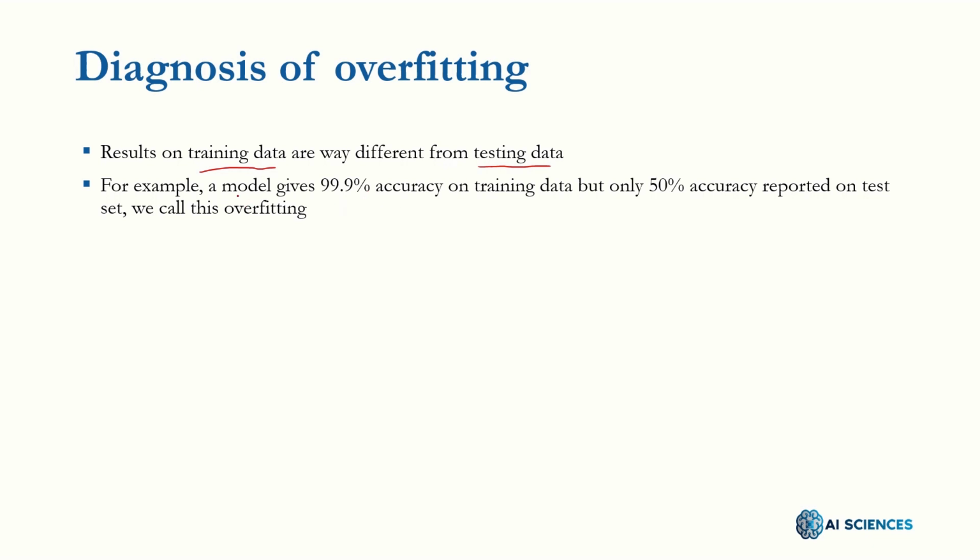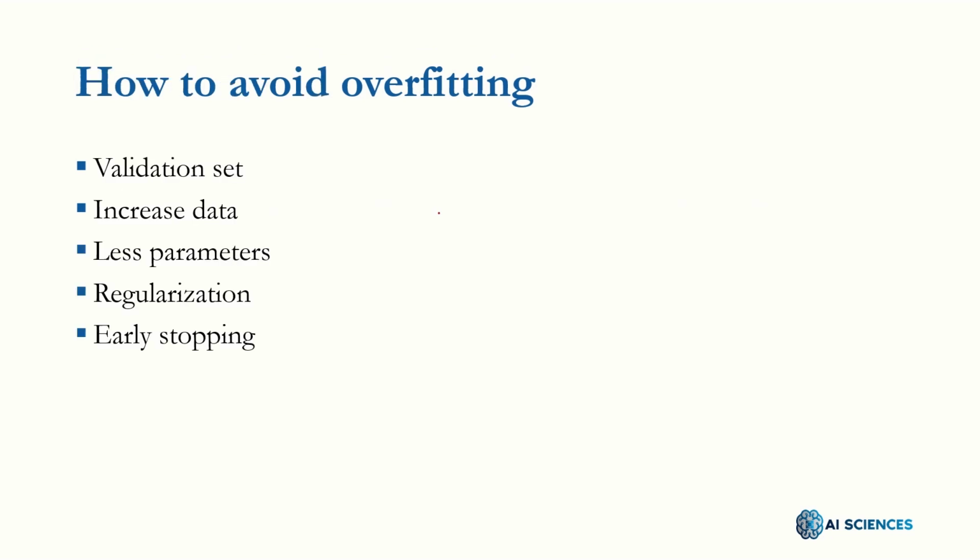For example, if a model gives 99.9% accuracy on training data, but it is only giving 50% accuracy on the testing set, it means our model has gone towards overfitting. So this is overfitting, and here are a few ways to avoid it.